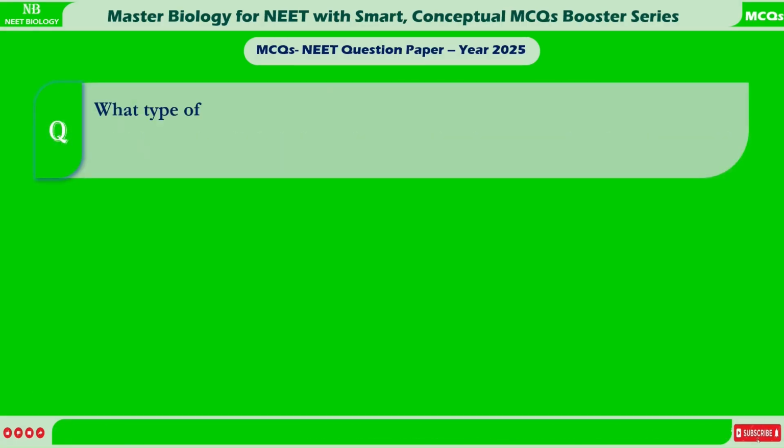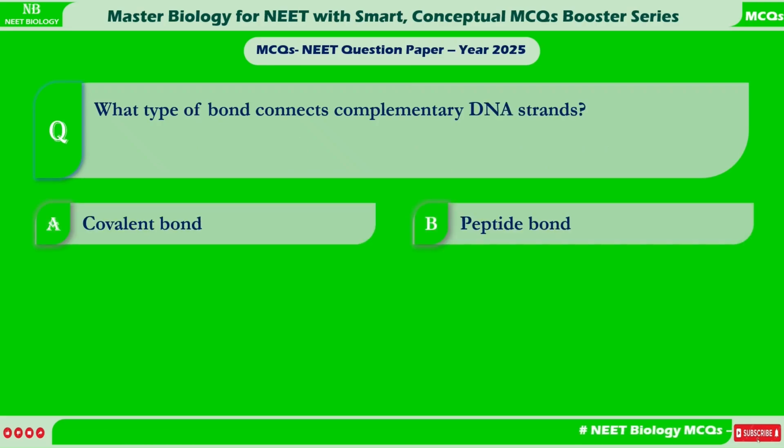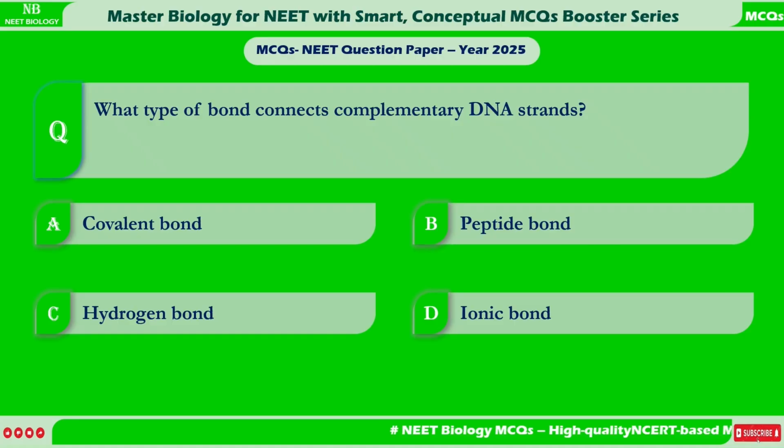What type of bond connects complementary DNA strands? A. Covalent bond. B. Peptide bond. C. Hydrogen bond. D. Ionic bond.